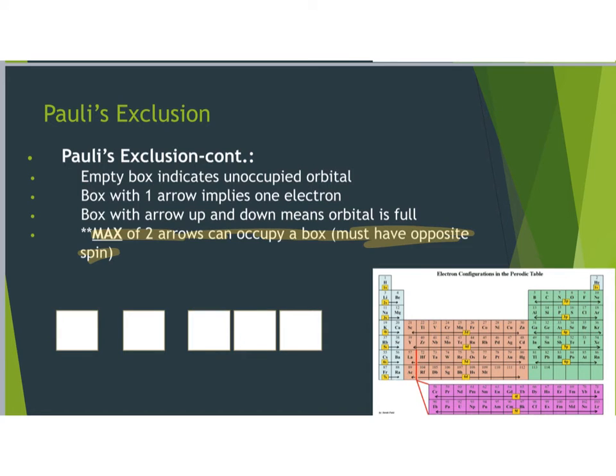Now, just to kind of jump ahead a little bit, and we'll talk more about this tomorrow, but if we want to do an element, let's say we want to do something like, let's go to boron. Boron is element 5 right here.